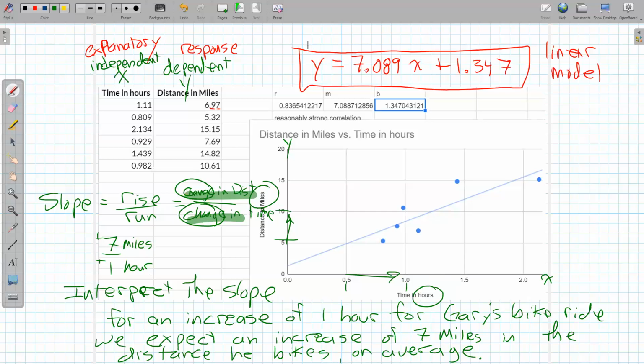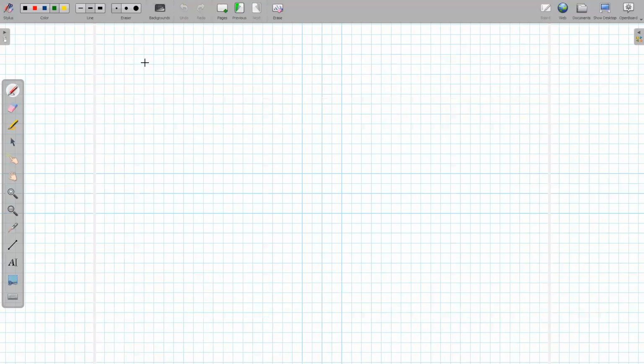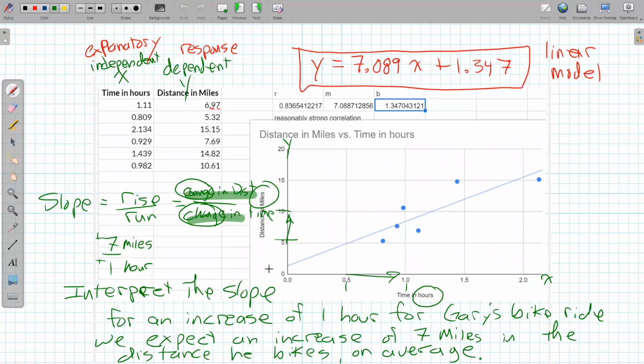Y-intercept, let's take a look at that one next. How would we interpret that 1.34? I'm just going to call it 1 for simplicity here. So b, that's our y-intercept, is actually a point. It's the point (0, b) on the graph, right? That's this point right here.